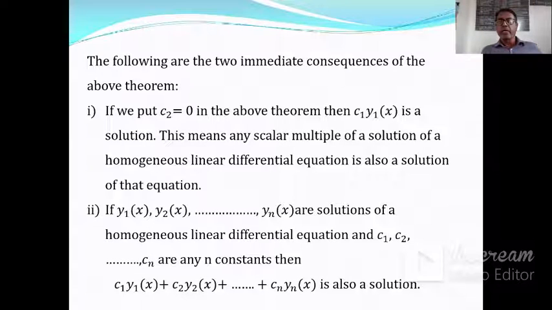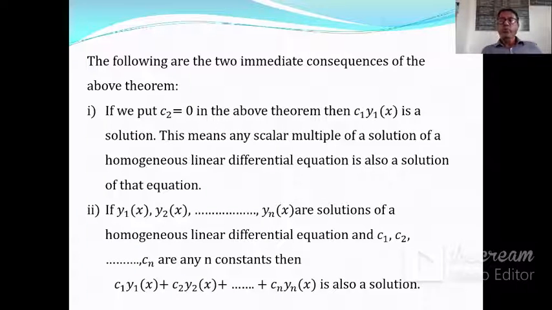Means if y1 of x, y2 of x, ..., yn of x are solutions of the nth order homogeneous linear differential equation with constant coefficients, and C1, C2, ..., Cn are any n constants, then it's a linear combination. Here it is called the linear combination. We have studied this in SYBSc regarding the linear combination. Mostly we use this word in linear algebra.